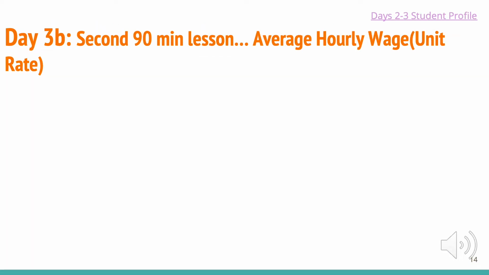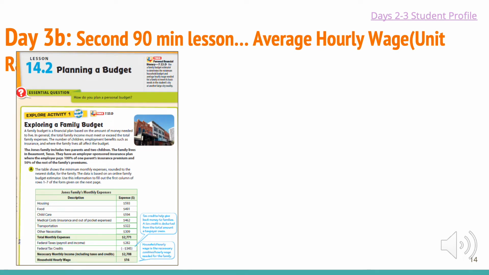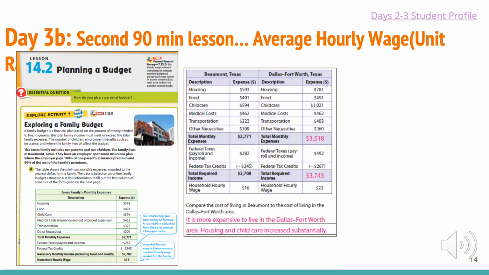For day 3, the second half, calling it 3B, your second lesson cycle, we're going to be addressing the concept of an average hourly wage. Now, there is some other teaching going on with this, but we are going to be bringing it back around to the concept of a unit rate. So in planning a budget, we will need to talk about expenses, income, and what wage is needed to sustain the monthly expenses.